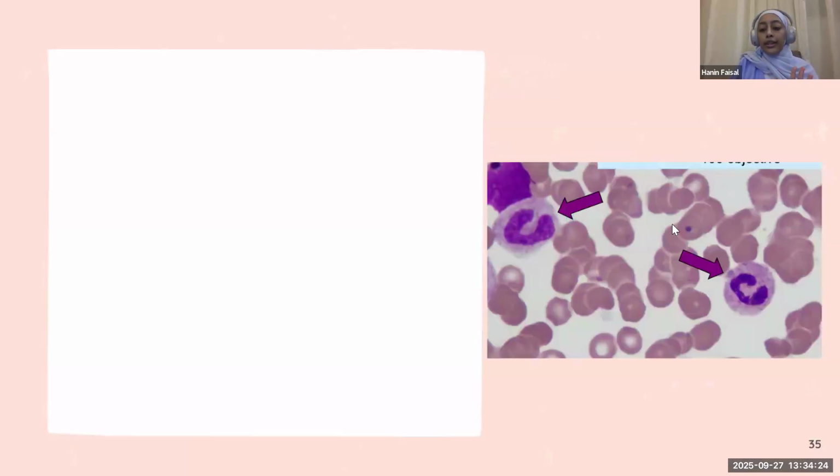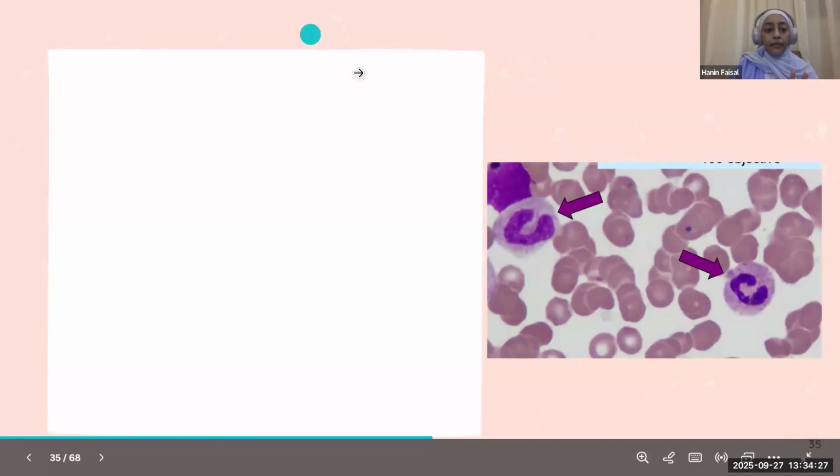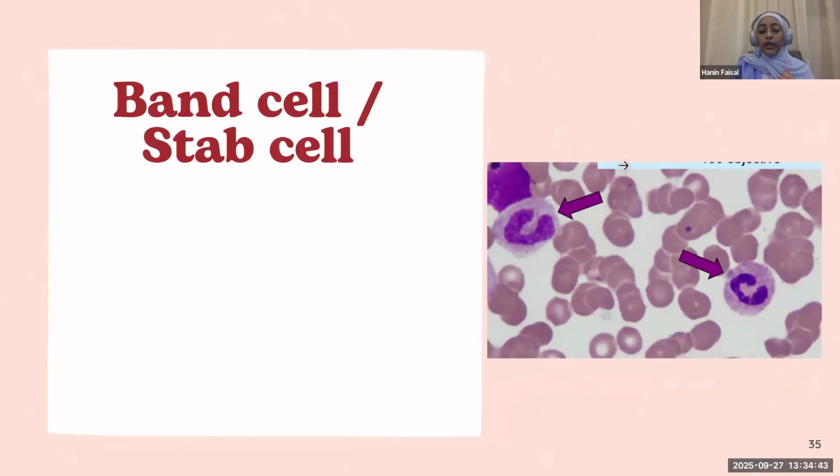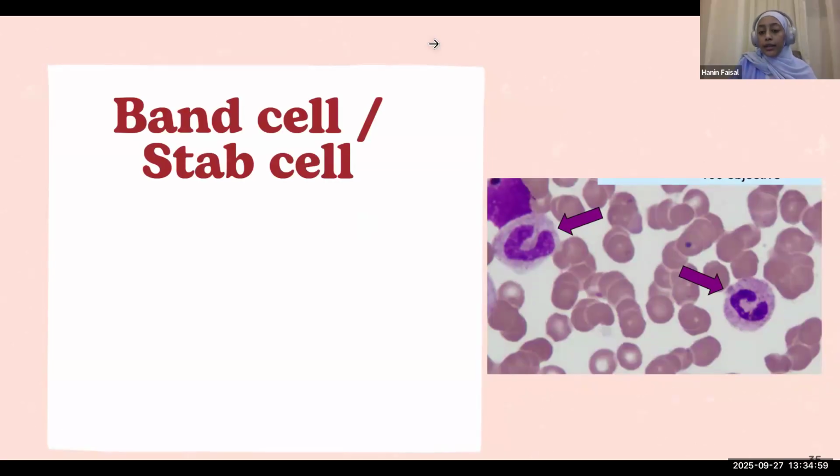Okay. Now, what do you guys think this cell looks like? Exactly, stab cell, or another name, band, exactly. So either a band, stab, or left-shifted neutrophil. For each cell, I want you guys to know two things: the number of nuclear lobes and what granules are present here. So what granules are going to be seen at the band cell? Yes, all three granules. Exactly.